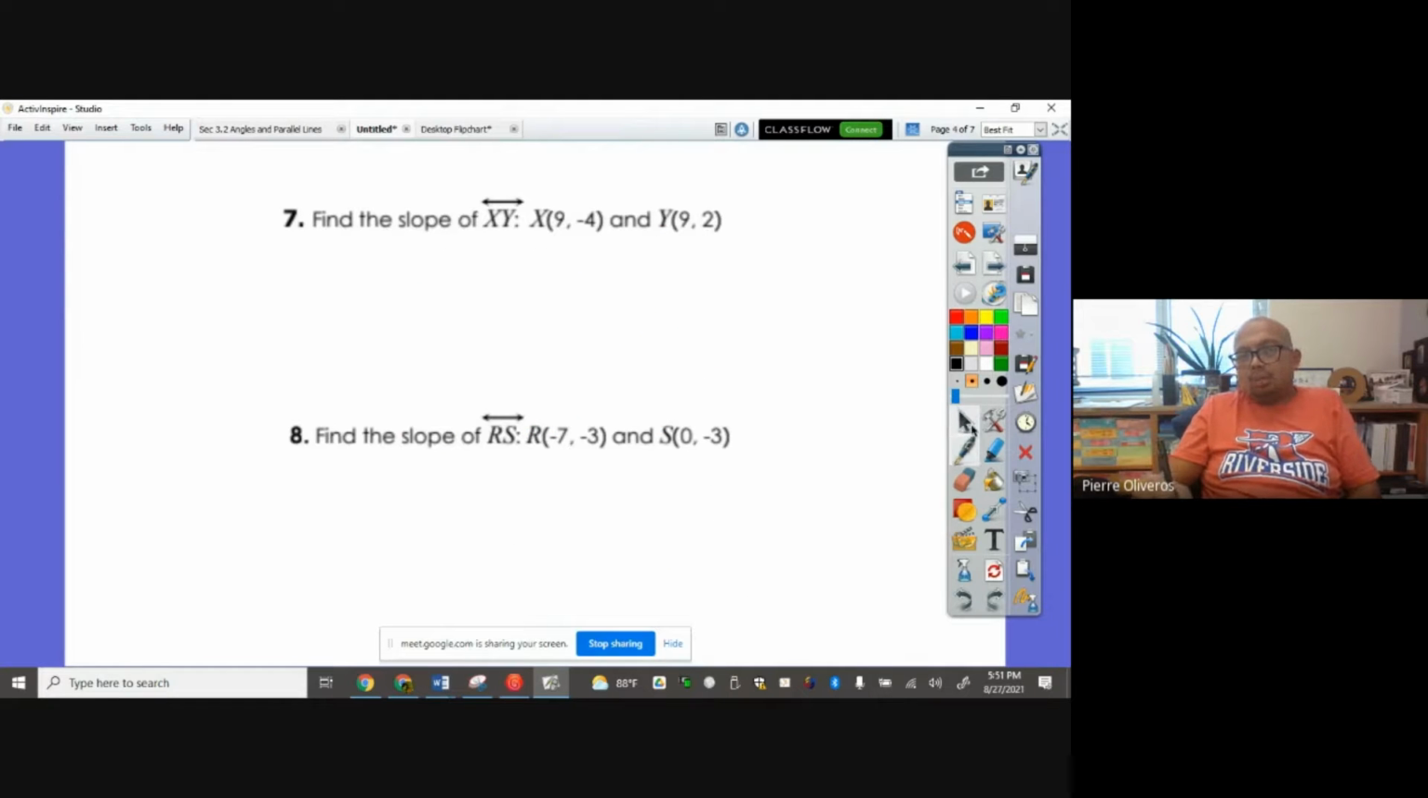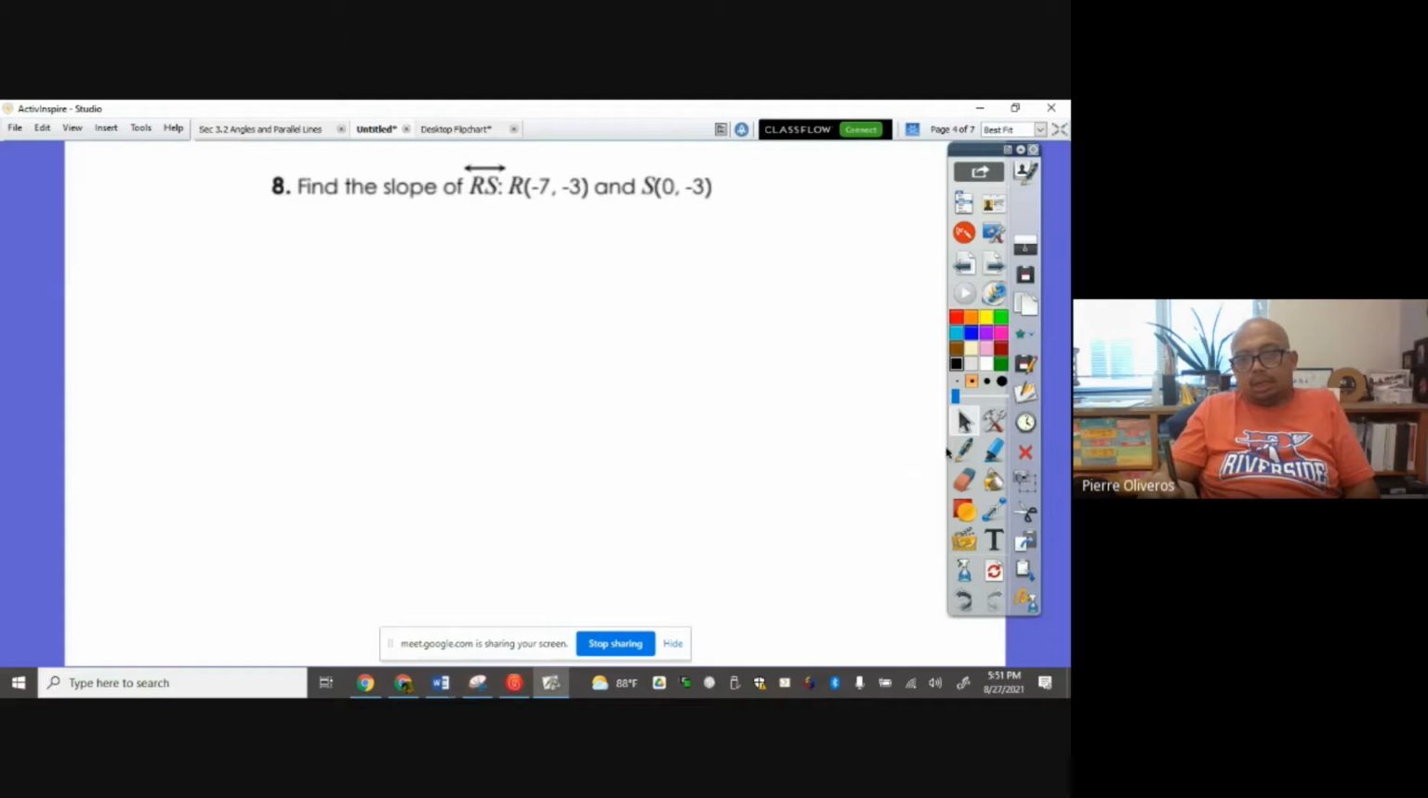Next, find the slope of xy. This is my x1, y1, x2, y2. I think this is the same problem as the previous one, so we don't have to do this. So we just have to go to number 8.